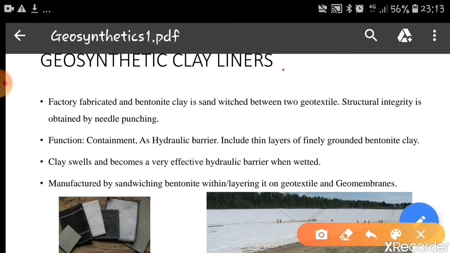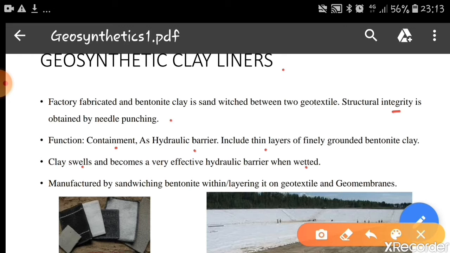We have geosynthetic clay liners. They are factory fabricated, with bentonite clay sandwiched between two geotextiles. So here between the two geotextiles a bentonite clay is sandwiched, and this is called a geosynthetic clay liner. Structural integrity is obtained by needle punching. These geosynthetic clay liners can be used as containment, as a hydraulic barrier, and include a thin layer of finely ground bentonite clay. This clay swells and becomes a very effective hydraulic barrier when wetted.